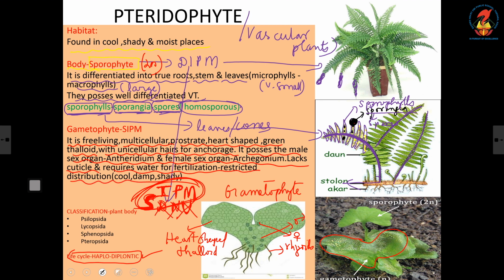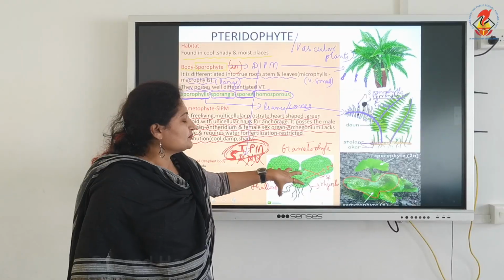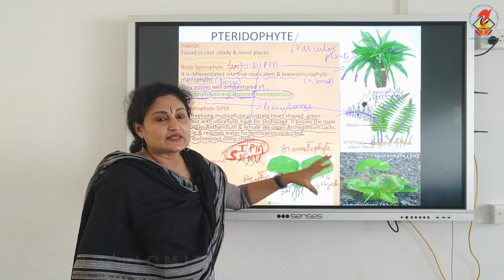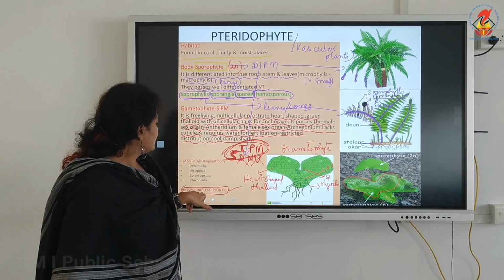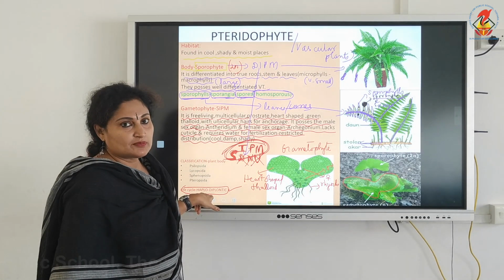It is not found everywhere. It is very restricted. These conditions should be favorable. It should be moist, it should be damp, it should be shady, it should be cold. Then only it will survive. The gametophyte, I am reiterating, we should not get misled or misunderstand this to be a bryophyte. It looks like a bryophyte, but it is a gametophyte of the pteridophyte. Clear? And I justified why it is haplodiplontic.